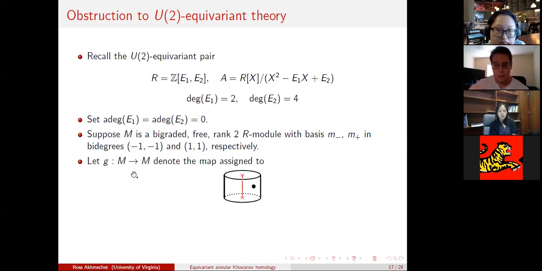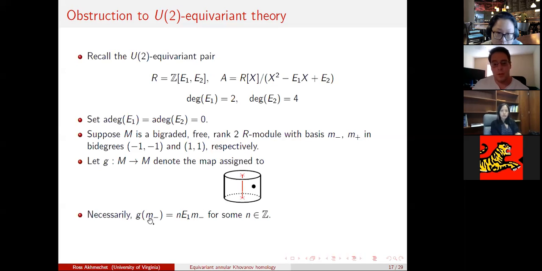And you're thinking of this as the module assigned to an essential circle, and let G denote whatever map might be assigned to this cobordism. And you see that for degree reasons, G of m minus, for example, has to look like this, just for degree reasons, because this cobordism should be bidegree 2, 0. So that's the only option.